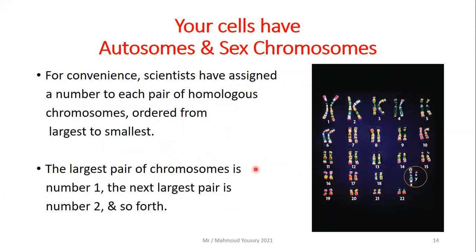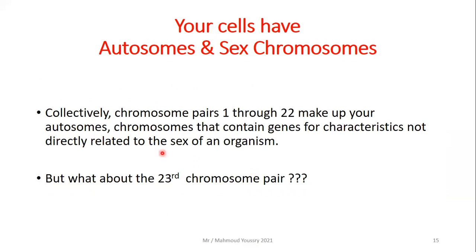The largest pair of chromosomes is number 1. This is the largest one. Then the next largest pair is 2, and so forth, till we reach 22, as you can see. And here this is the 23rd pair of chromosomes.